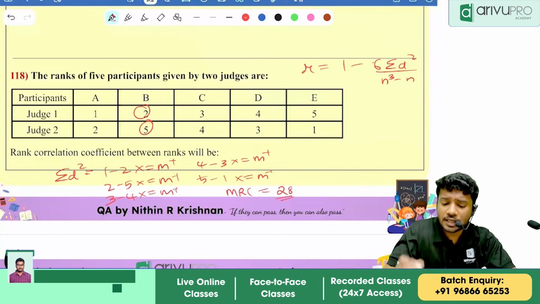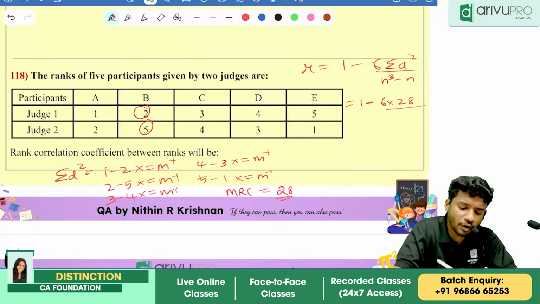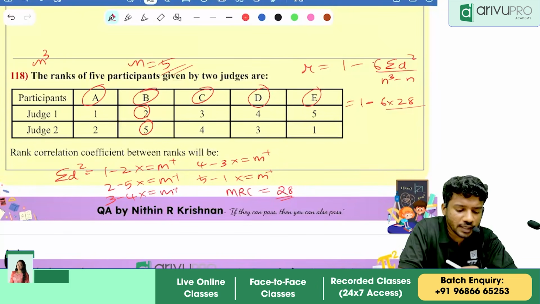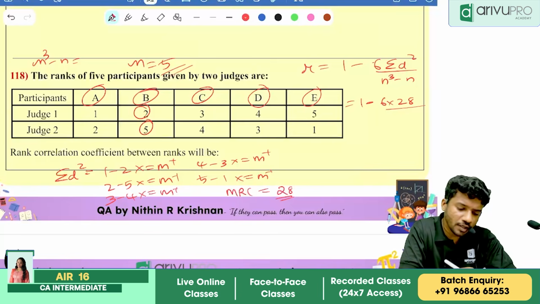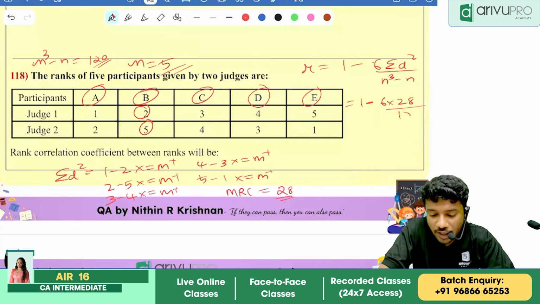Everyone got 28? Yes. Which is equal to 1 minus 6 into 28 divided by how many are there? 1, 2, 3, 4, 5. That means n is equal to 5. Then n cube minus n will be equal to how much? 5 cube minus 5 is how much? 120. Put that value over here.